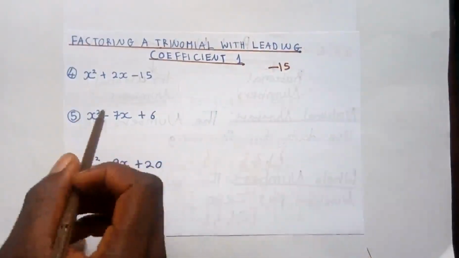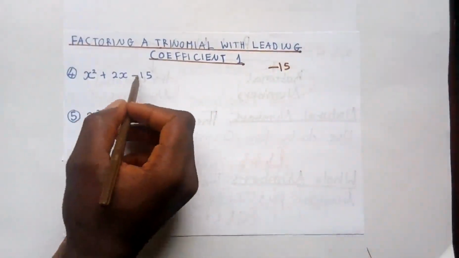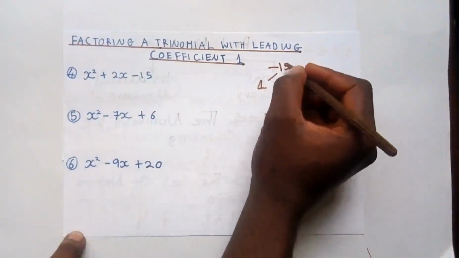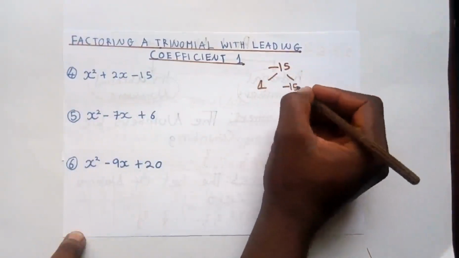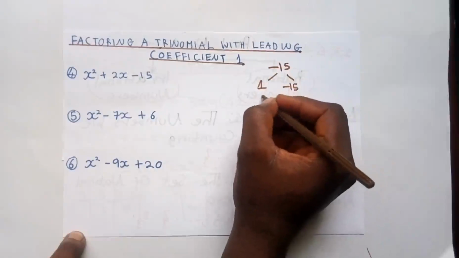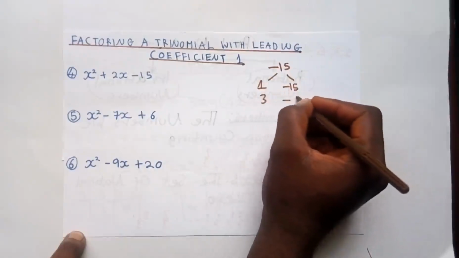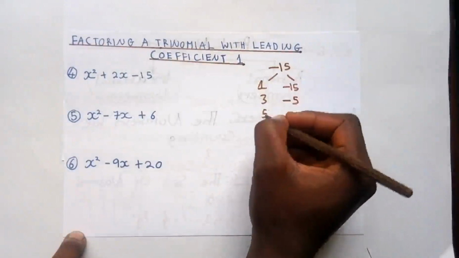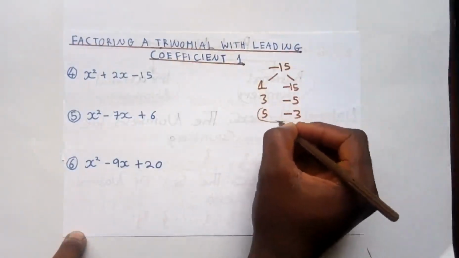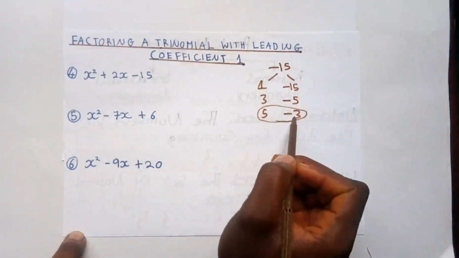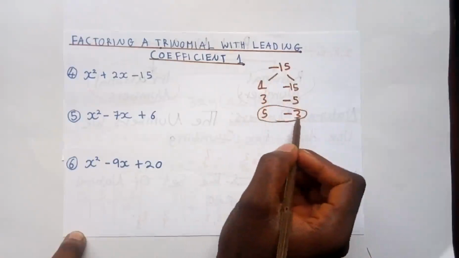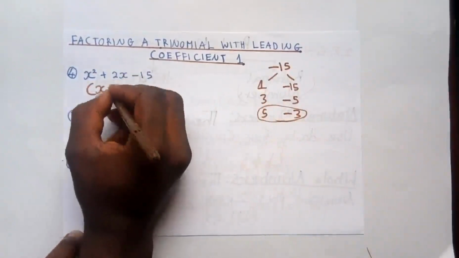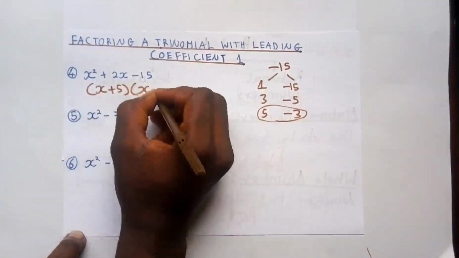Minus 15. We want to find two numbers that when you multiply them, you have minus 15, and when you add them, you have 2. So minus 15 divided by 1 gives us minus 15. Minus 15 divided by 3 gives us minus 5. Minus 15 divided by 5 gives us minus 3. We can see that 5 multiplied by minus 3 gives us minus 15, and 5 minus 3 gives us 2. So the answer to this question becomes s plus 5 and s minus 3.